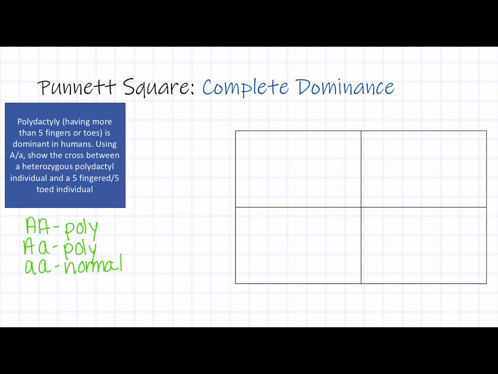Okay, so show the cross between a heterozygous polydactyly individual, so somebody who's heterozygous, and a normal 5-finger, 5-toed person, which is the recessive. So it doesn't matter which one you put where. I just like to put the first one on top and the second one on the side. And now we're going to follow this out.